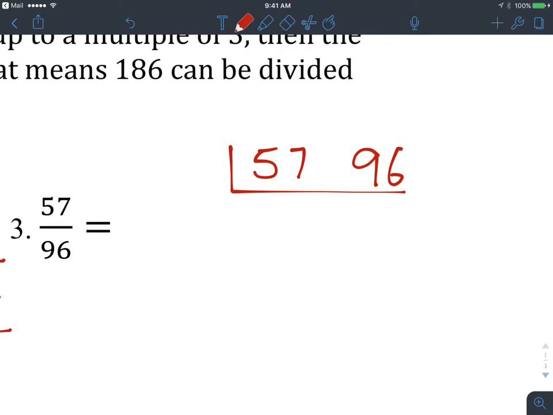Is there a number that goes into both of those? One's odd, one's even. They don't end in 0 or 5, so I'm going to throw out 2, and I'm going to throw out 5. But what about 3? I always check for 3.